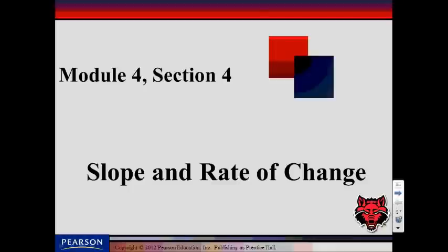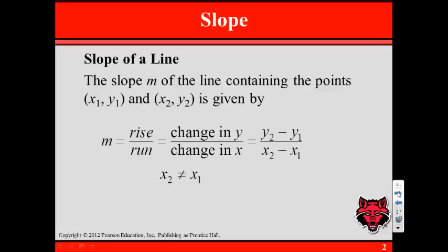Module 4, Section 4, we will discuss the slope and rate of change. To start, let's define the slope of a line. The slope, which is always represented by the letter M in this course, of a line containing the points (x1, y1) and (x2, y2) is given by the following formula.